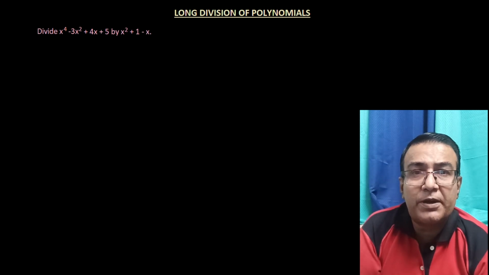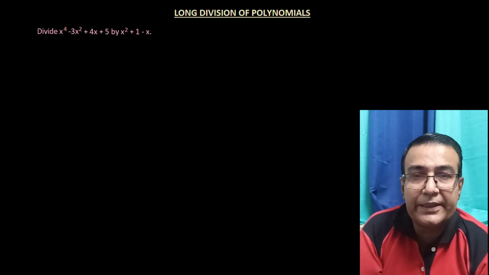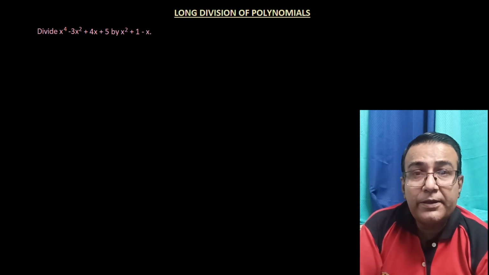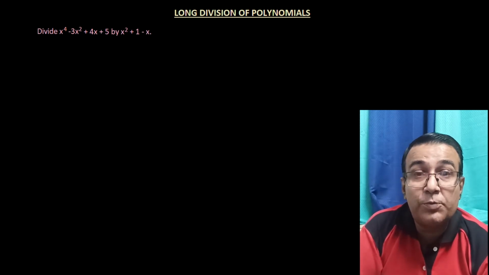And now we come to the special part of the video, and in this case it's the dividend which is missing a term and not the divisor. So what changes here, that you have to be careful about. So watch this part very closely. We have to divide x to the power 4 minus 3x squared plus 4x plus 5. As you can see, the x cube term is missing in the dividend. So when you're writing the dividend inside the box, you have to include that x cube term also.